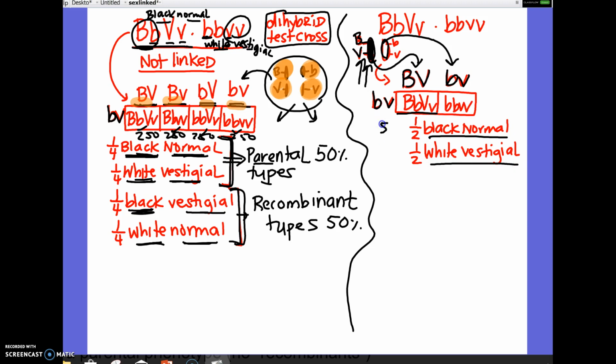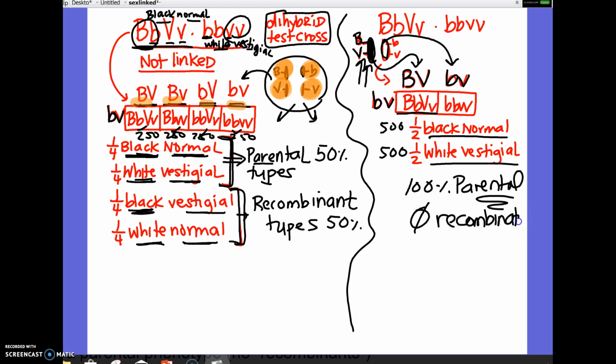Out of 1,000, we would have expected 500 black and normal, 500 white and vestigial. And notice that all of them look like one of the parents. None would show recombination, meaning a new mixture.